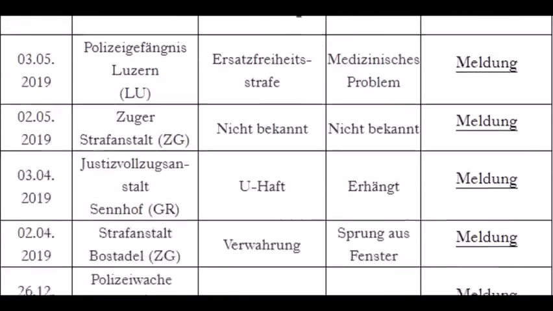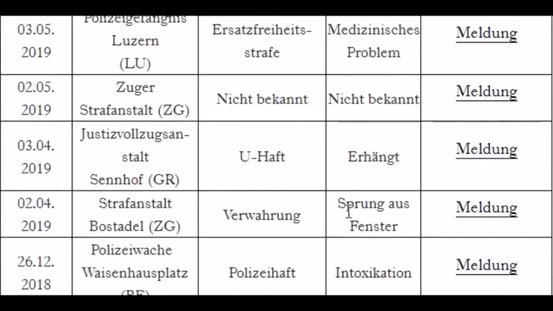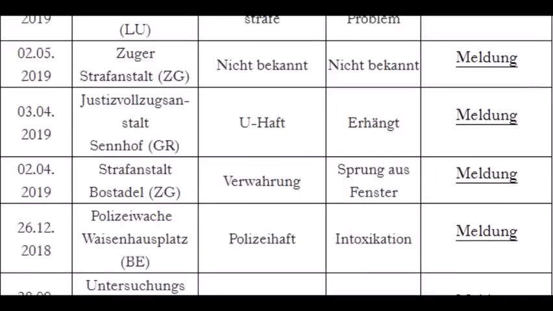Oh man, this is horrible. Sprung aus Fenster, he jumped out of a window. A Verwahrung means you did something for which you got like 5 years, and they can keep you away forever. They tried to do this with me, to keep me away forever for bloody nothing. Intoxication. Well, they probably drugged him with something, eh?